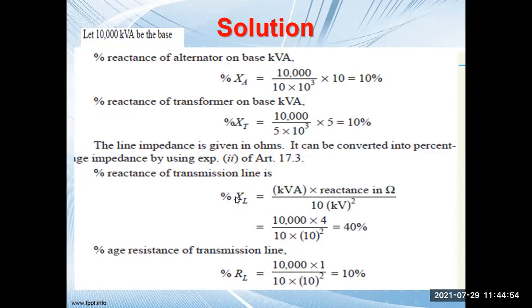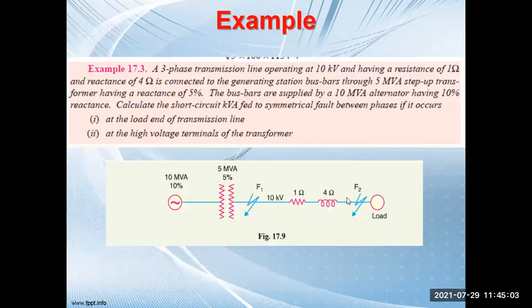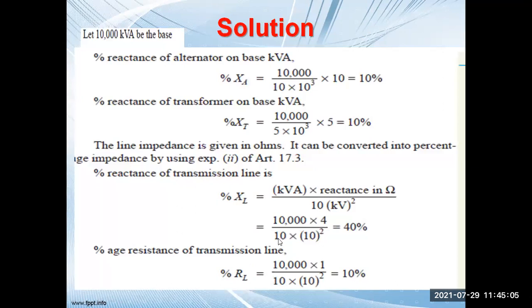Okay. So the kVA is 10,000. This is the base. Into reactance is 4. So this 4 we are substituting. Then 10 into kV. kV is 10 kV. 10 kV square. So this is 40%.